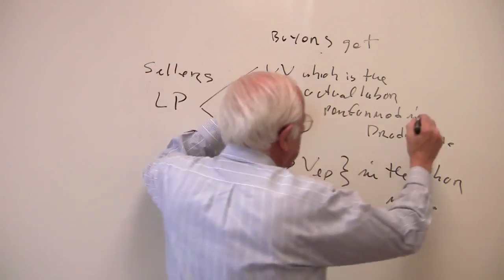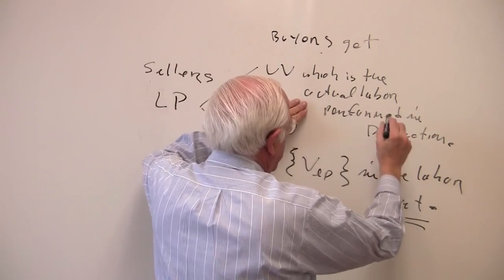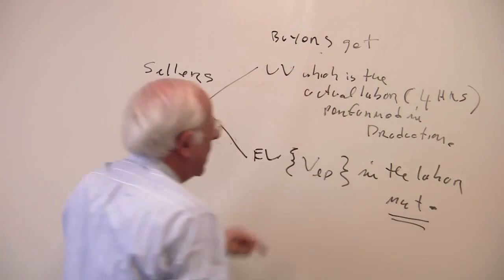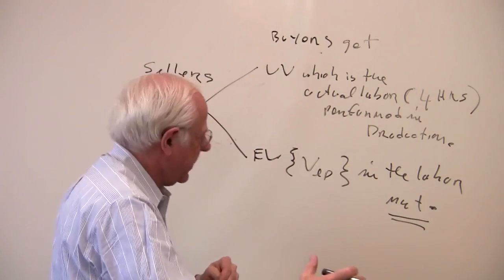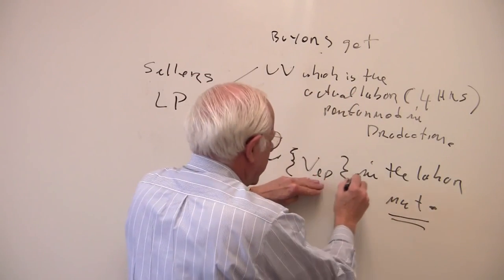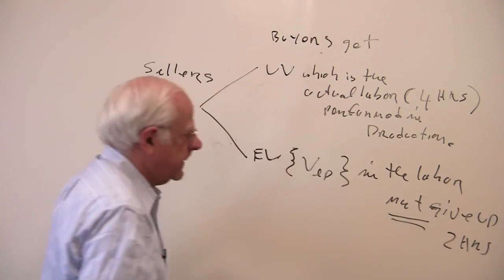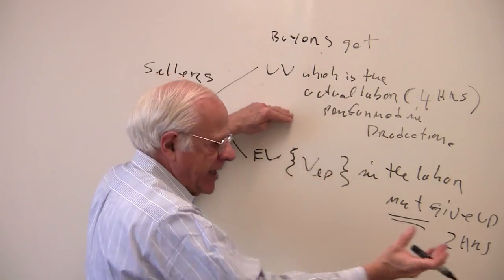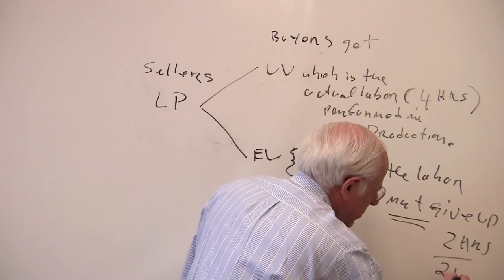Suppose the buyers get, which is the actual labor performed in production, 4 hours of living labor. Okay? That's what they acquire. So in a sense, that's the length of the workday. And suppose they give up in the labor market, over here, the value of labor power, they give up 2 hours. Okay? Well, you can see it's not a complicated arithmetic here. If the buyers are getting 4 in production, giving up 2 in the market, the difference then is 2 hours.